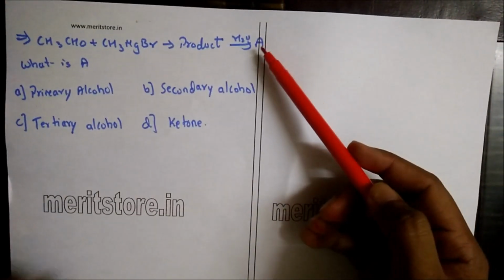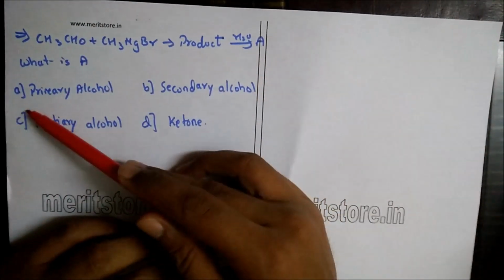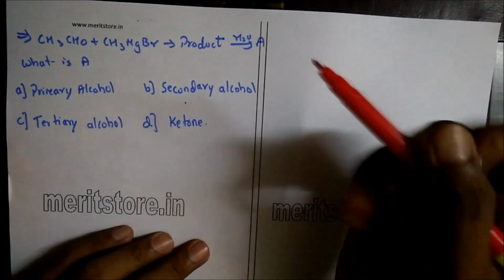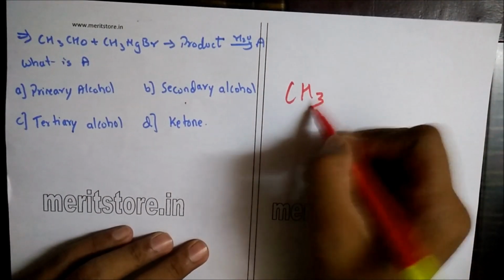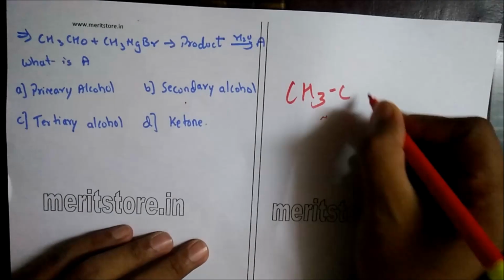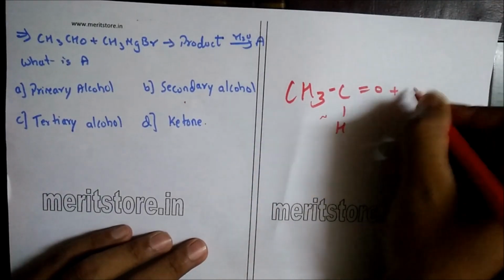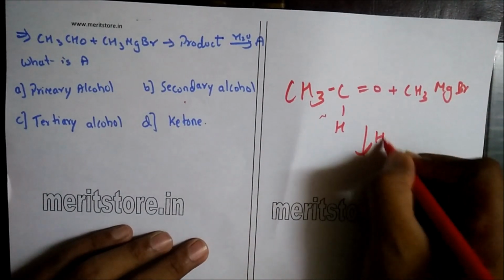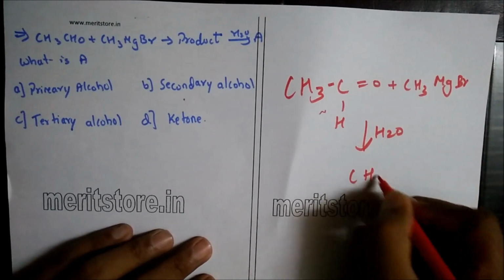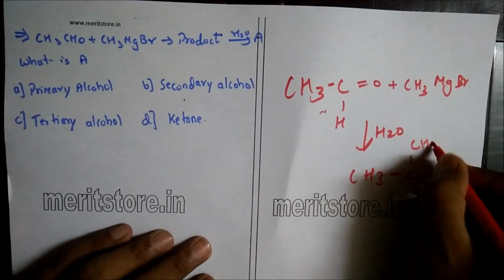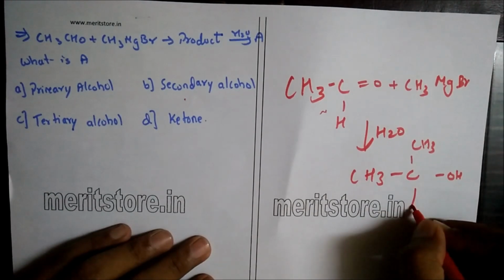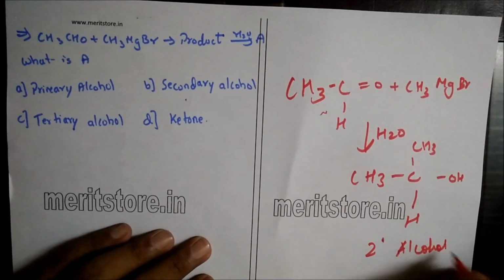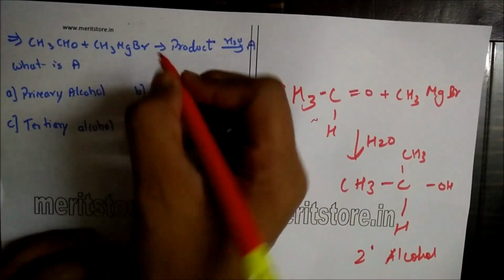Reaction. Now we need to find the answer of A. What is A? Is it primary alcohol, secondary alcohol, tertiary alcohol, or a ketone? Now let's look at what happened in the reaction. When CH3CHO reacts with CH3MgBr, and then undergoes hydrolysis, the product formed will be CH3CH(CH3)OH, which is a secondary alcohol. Therefore, the correct answer here is secondary alcohol, which is option B.